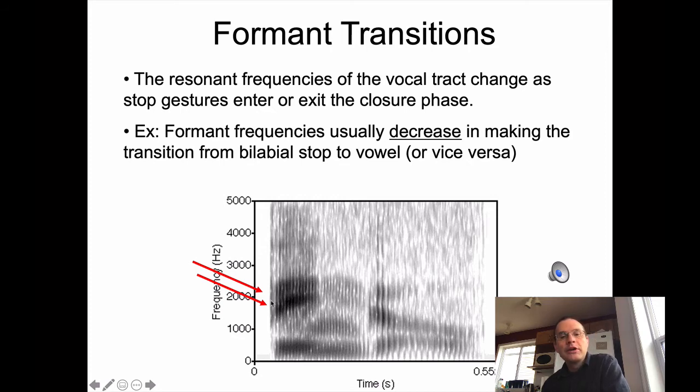So when you go into a bilabial stop or come out of it, you can think about this like lip rounding, making an analogy between closing your lips for a bilabial stop and rounding your lips for a high back vowel like ooh. When you round your lips for ooh, the formant frequencies go down, right? And when you make a bilabial stop, you close your lips, the formant frequencies will go down as well.